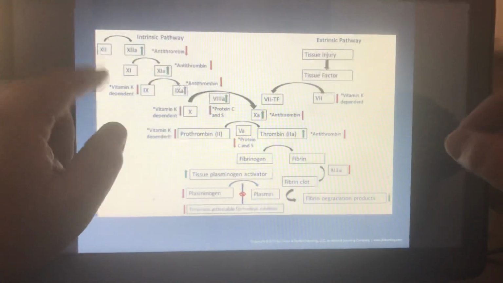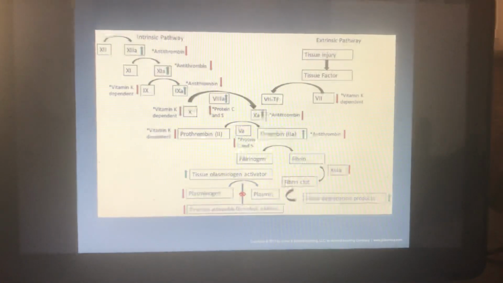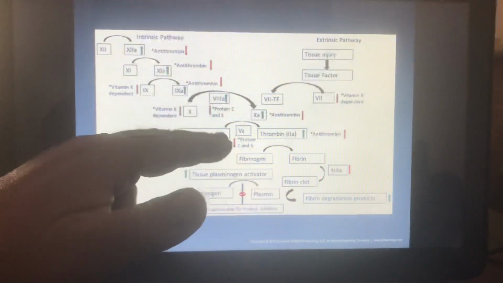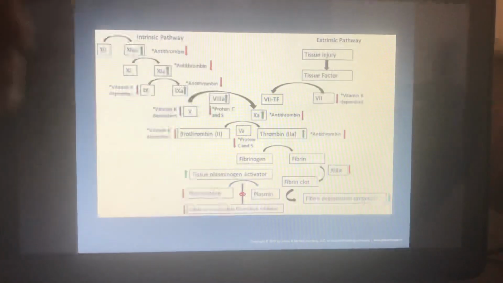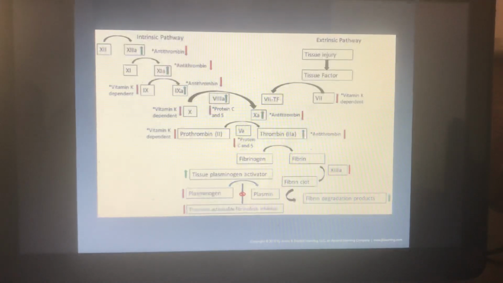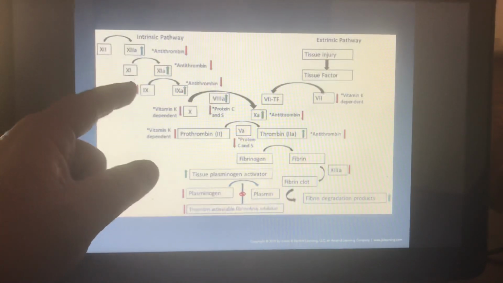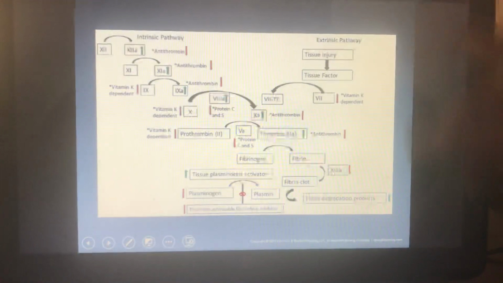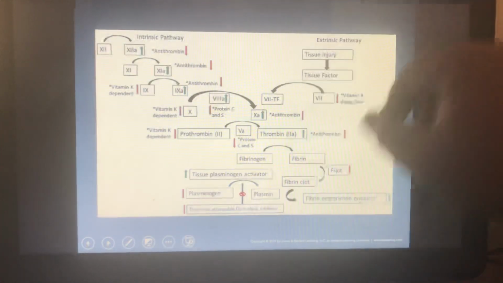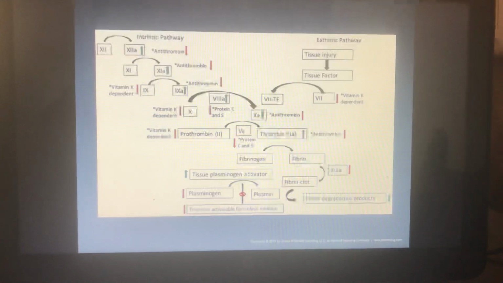So, one gets activated. Now, it would be helpful if they started like 1 through maybe 6 or whatever, and then maybe 7 or 8, and then they all come together and finish out with 13. That is not how this happens. The intrinsic pathway starts with 12, then jumps to 11, then 9, then 8, and then back to 10. And then you have 7 over here for the extrinsic pathway. It doesn't fall in order, and it's not helpful in the flow of things at all.